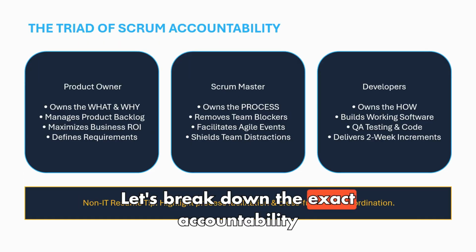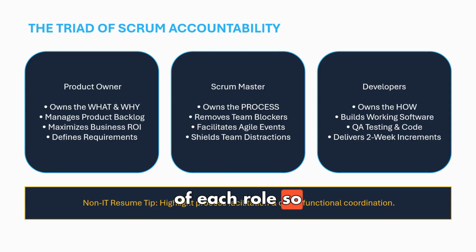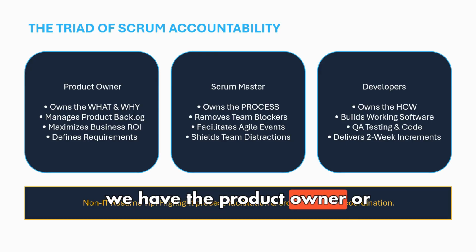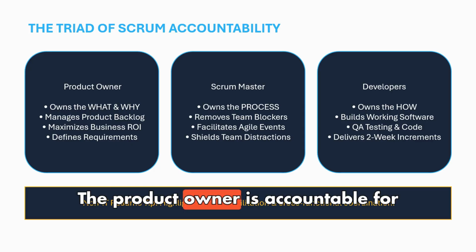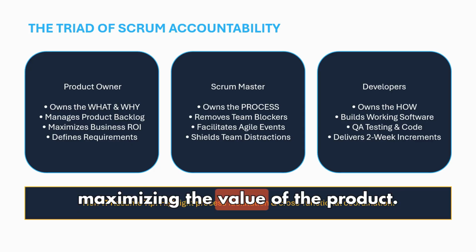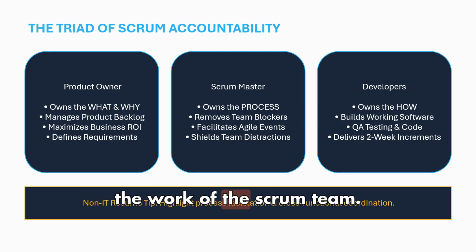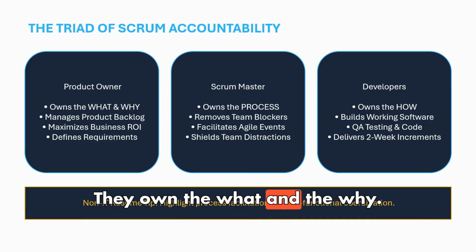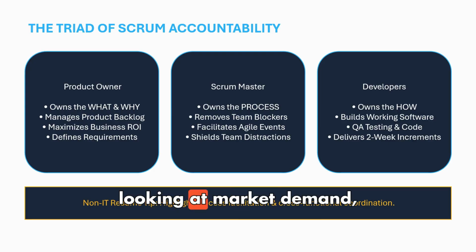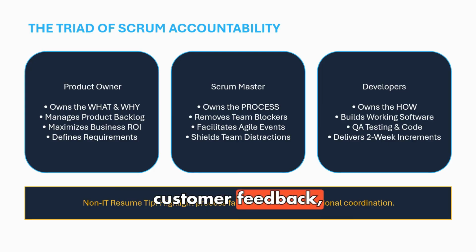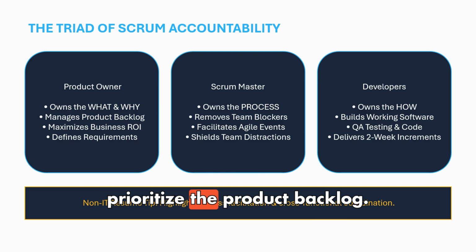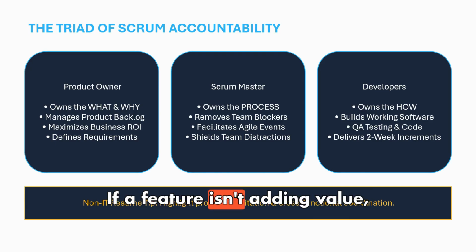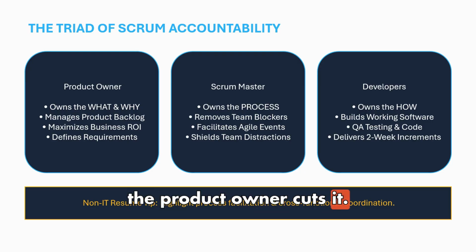Let's break down the exact accountability of each role so you can visualize how an agile team functions every single day. First, we have the product owner, or PO. The product owner is accountable for maximizing the value of the product resulting from the work of the Scrum team. They own the what and the why. They are constantly looking at market demand, customer feedback, and business goals to prioritize the product backlog. If a feature isn't adding value, the product owner cuts it.